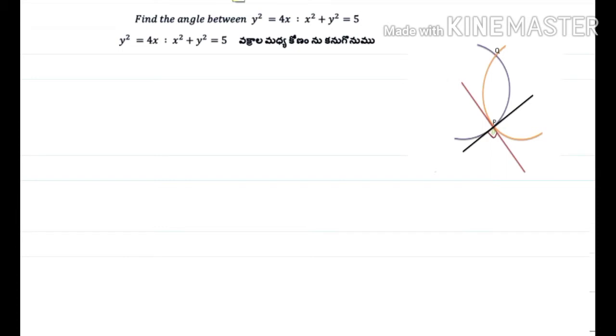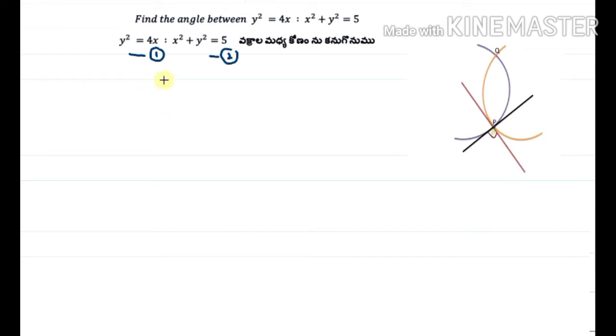So let us solve the problems. Find the angle between y square is equal to 8x, y square is equal to 4x, and x square plus y square is equal to 5. This is the rough diagram. The first point is not given here. We have to find the point of intersection. For that, solve these two equations. Solve 1 and 2.